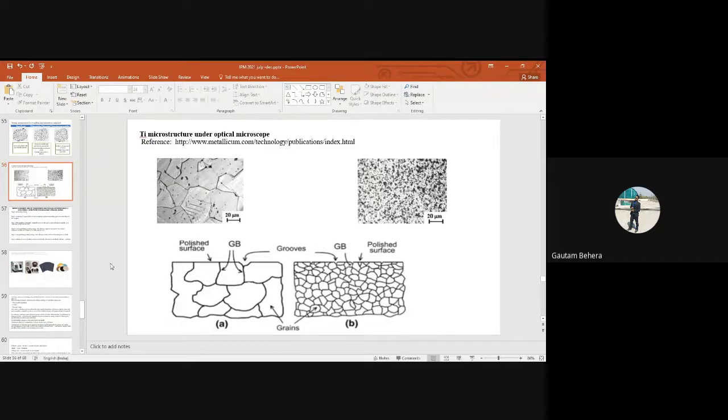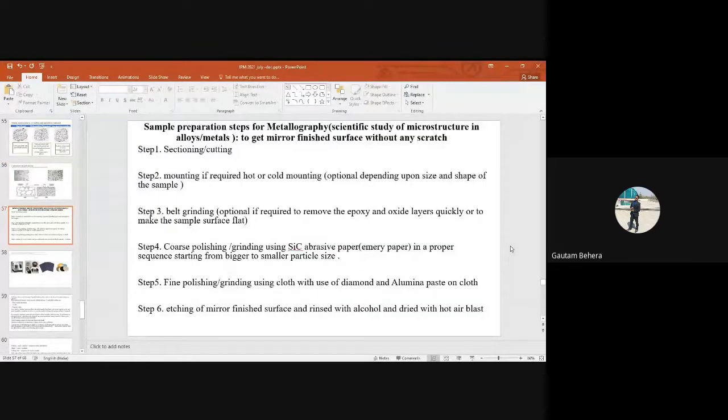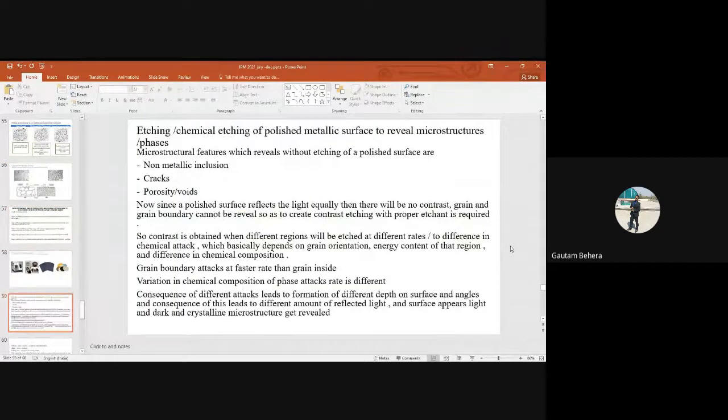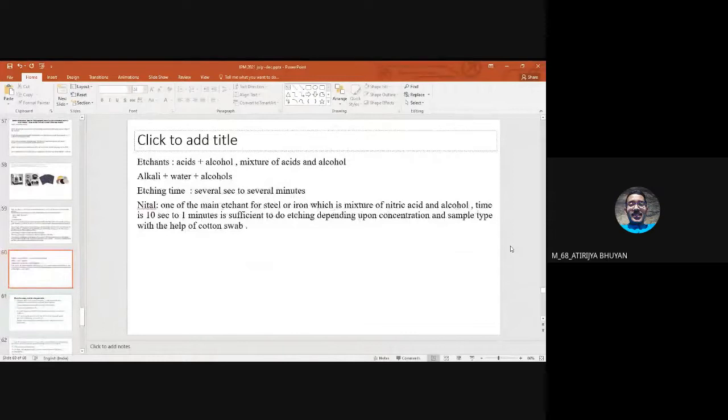The composition may be the same, right? But their processing route has been changed. That's why one is having coarser grain, one is having finer grain. So finer grain steel will have more strength, more hardness, more toughness. But the coarser grain steel will have less hardness, less toughness, but more ductility. You understood my point now? Yes, sir.